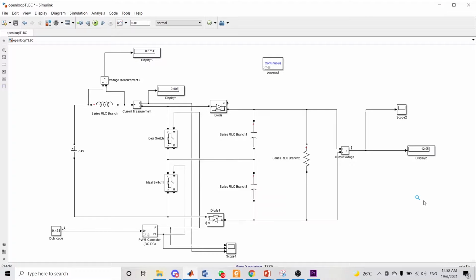So firstly, I will show the open loop circuit of the 3-level boost converter. In this circuit, I'm using an input voltage of 7.4 volts and an output voltage of 12 volts. From that, I get a duty cycle of 0.458 from the voltage conversion ratio.